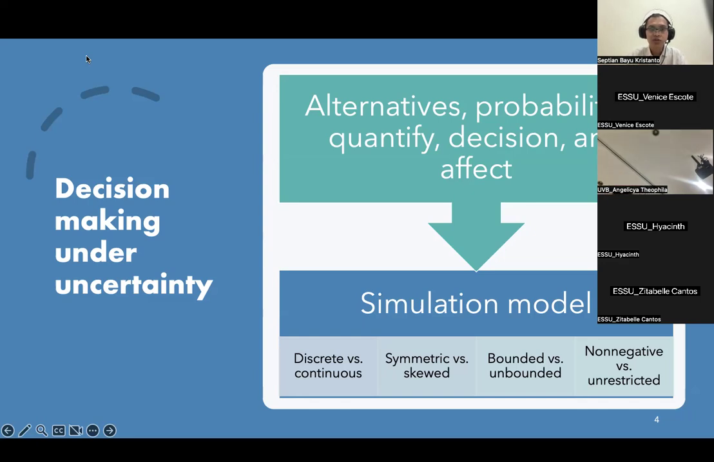So for making alternatives or probabilities, we need to make a simulation model. The simulations could be divided into 4 conditions, and it depends on our data. Sometimes our data is not in discrete numbers. They are in continuous numbers or decimal numbers. So we have a different analysis between discrete and continuous numbers. Another difference is whether we have symmetric conditions or skew conditions.